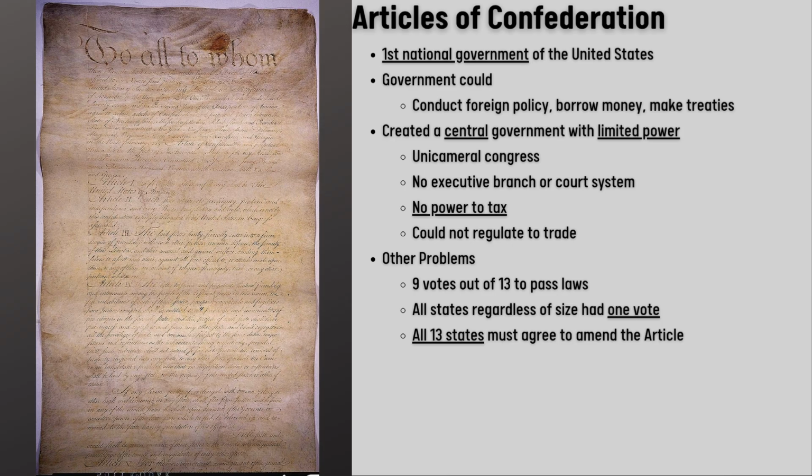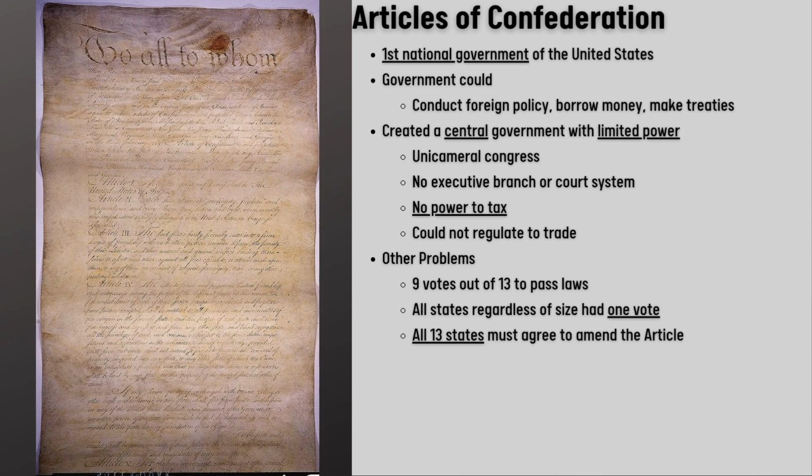This government could conduct foreign policy, borrow money, and make treaties. However, it was designed with limited power. The central government was a unicameral Congress, meaning there was no executive branch or court system. This setup meant the government had no power to tax or regulate trade. Consider this. To pass any law, 9 out of 13 states needed to agree. And all states, regardless of size, had just one vote.